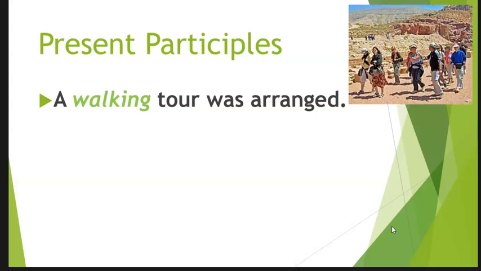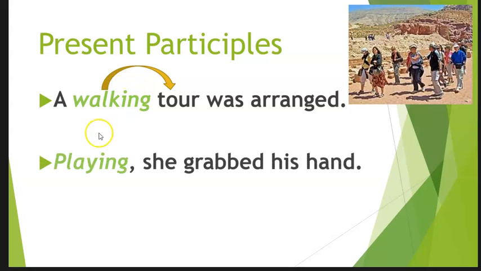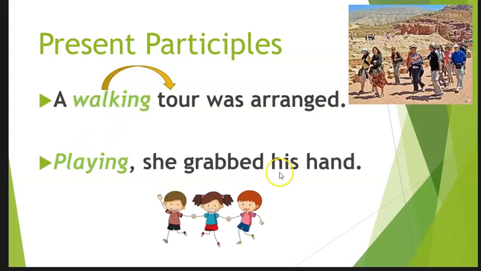A walking tour was arranged. Here, tour is the noun. Walking is modifying tour. It's acting as an adjective, even though it's the present participle of walk, meaning it's walk with an ing on the end. But it's being used as an adjective, not as a verb. Playing, she grabbed his hand. Again, she is your pronoun. Grabbed is the verb. Playing is modifying she. It's acting as an adjective, even though it is the present participle of play.